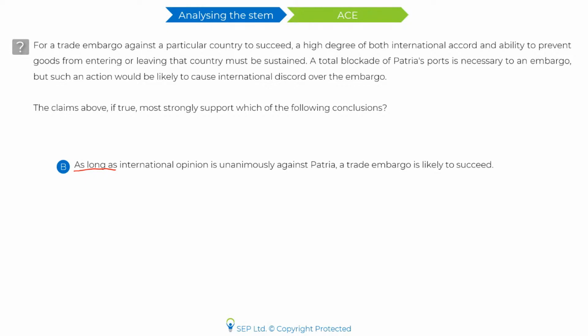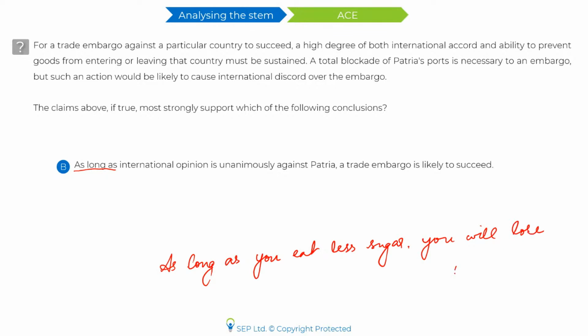Okay, I'm going to write this sentence here. Wait, maybe that will be easier. See, if I say as long as you eat less sugar, you will lose weight. Yes, what does it mean, as long as? No, good, right. It means it's a sufficient condition, it's not a necessary condition.